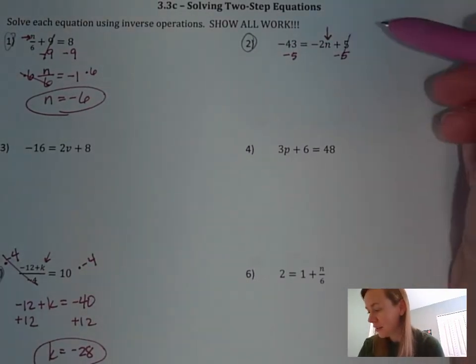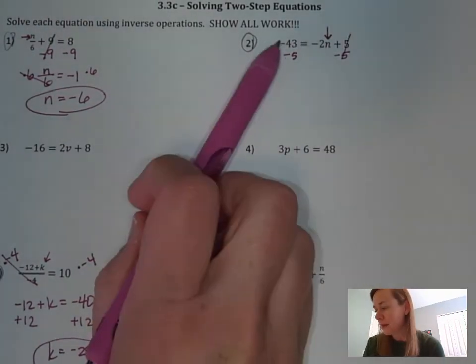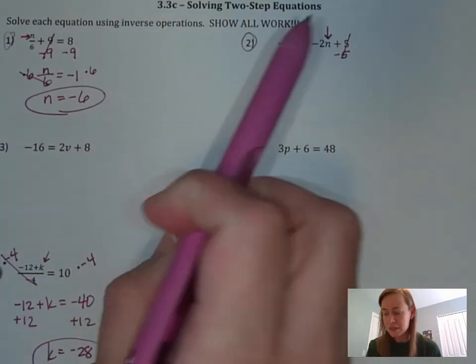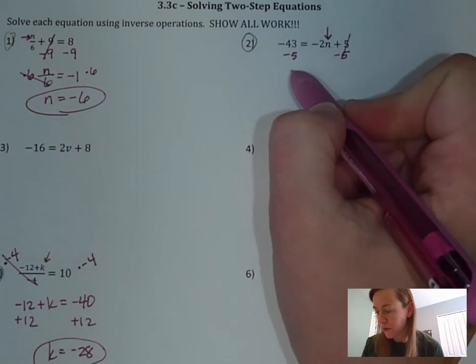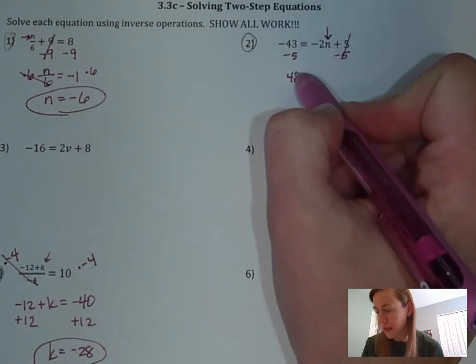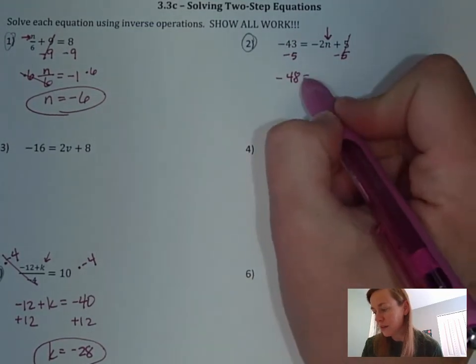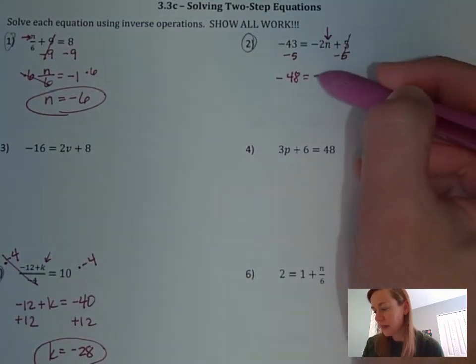So these are going to cancel out to 0. Now negative 43 minus 5. Let's see, they have the same sign, so we should add the numbers together. 43 plus 5 equals 48. And then keep the sign, which is a negative, equals, and then we'll just bring down the negative 2n.